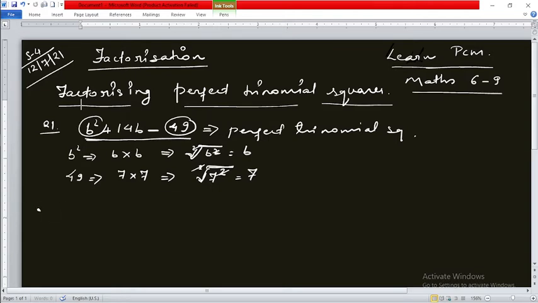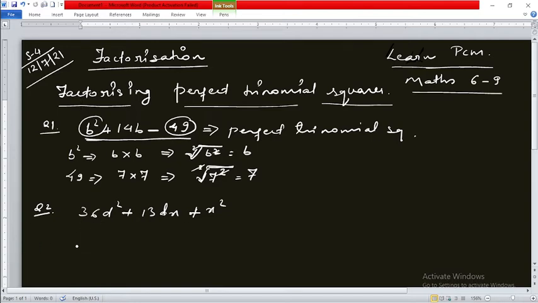Then there is another question. Suppose you are having another question as 36d square plus 13dx, and then plus x square, right? So this is the expression in which you again have to find two of the terms to be perfect squares. So let us try to understand.